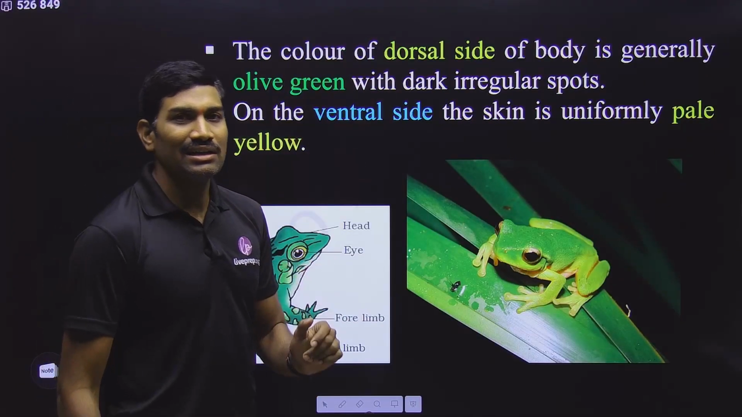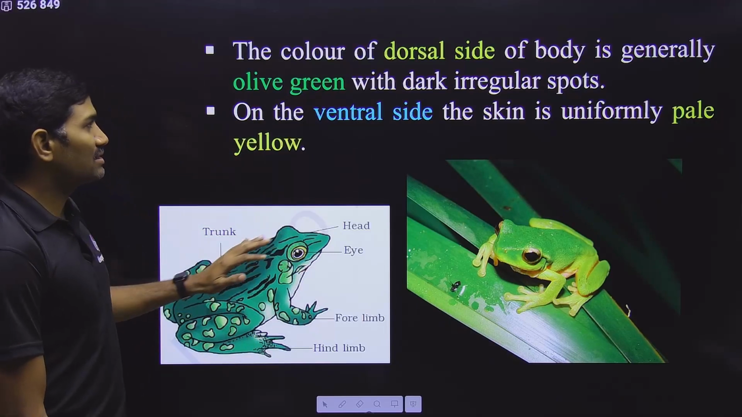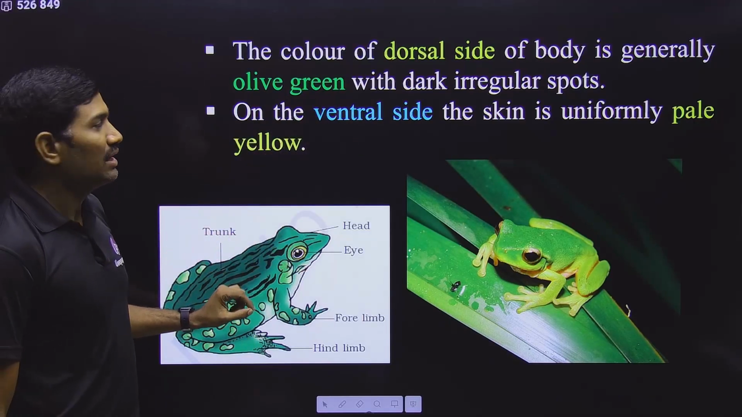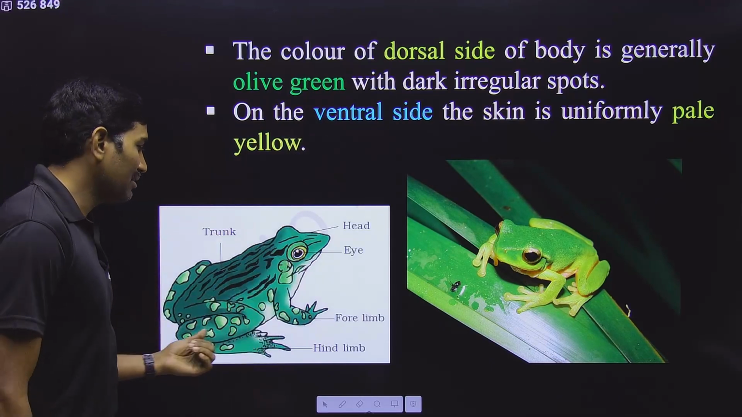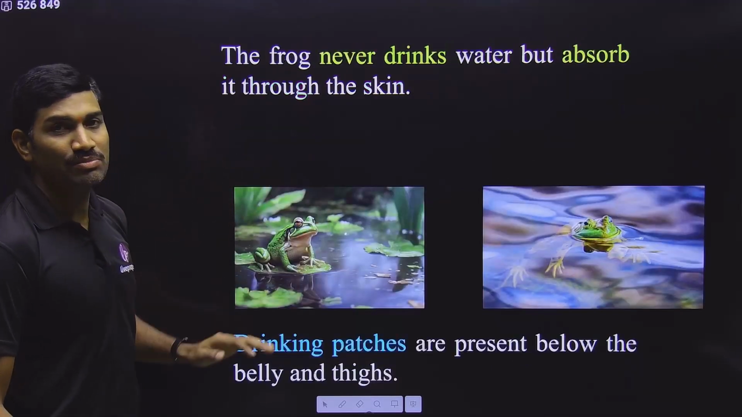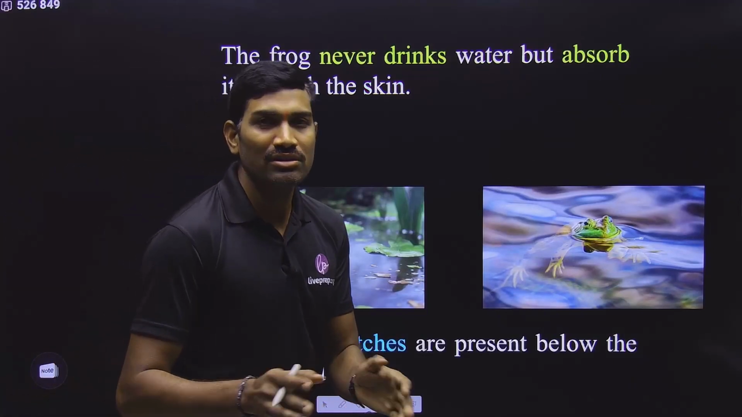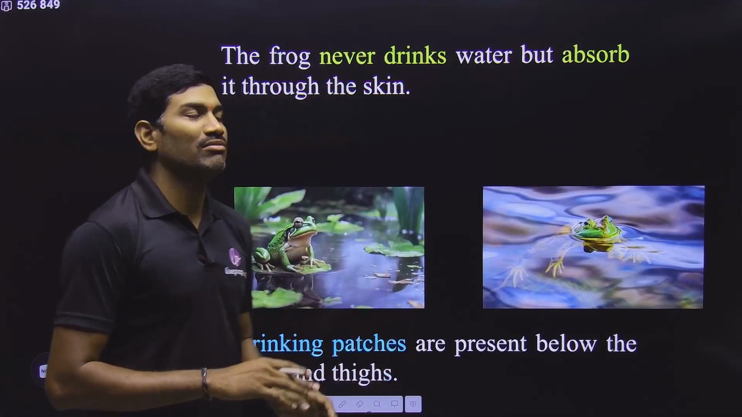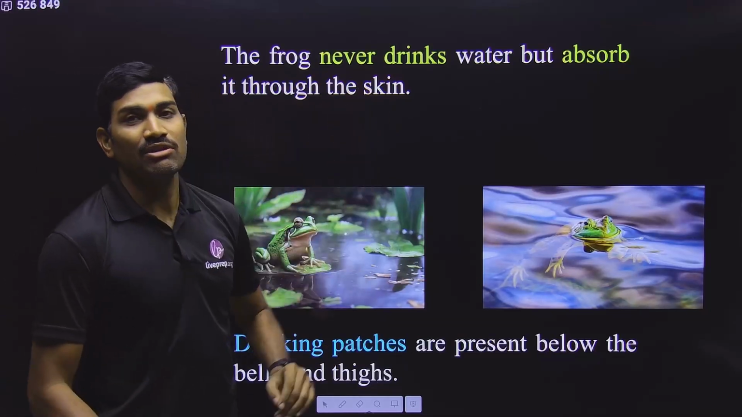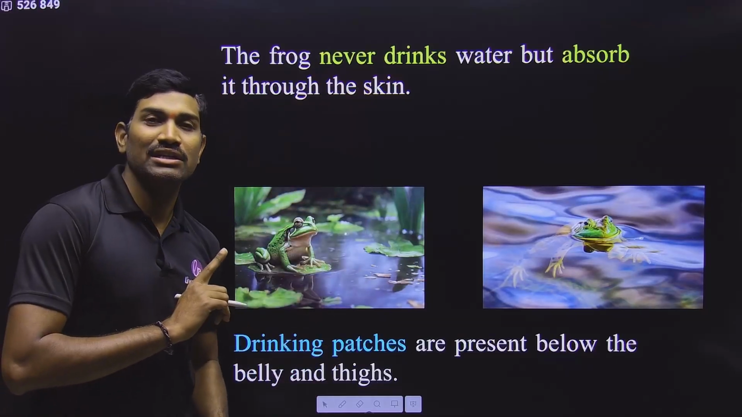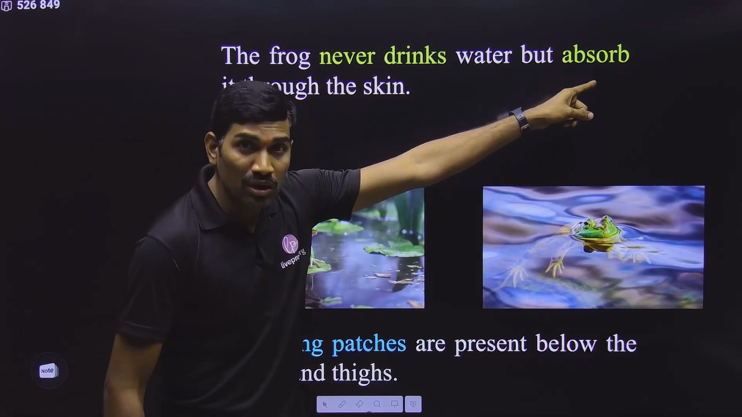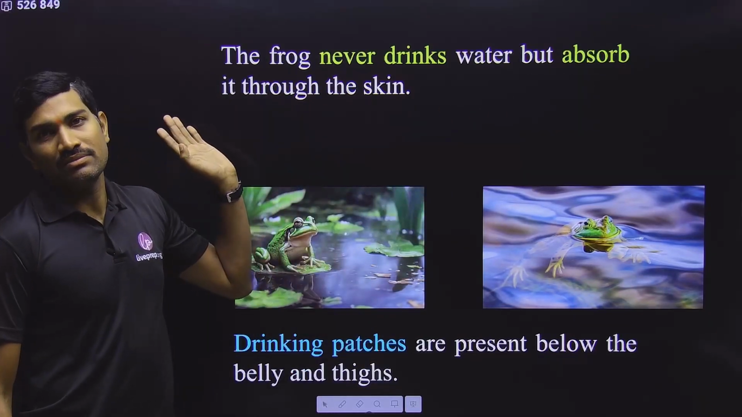Next one, regarding the color, they say that generally on the dorsal side it has olive green with some dark irregular spots, and on the ventral side it generally has a pale yellow color. This is the information they give with respect to Rana tigrina. Different frogs have slightly small variations in color. Next one, the frog never drinks water. This is very important. It never drinks water. Then how does it get the water? It simply absorbs the water through the skin.